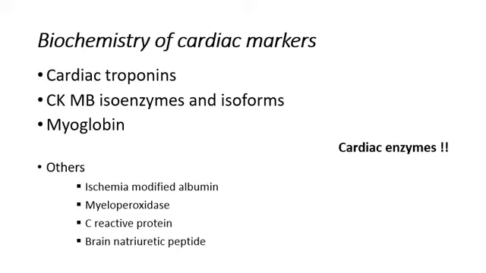The biochemistry of these cardiac markers: we will concentrate on the main three cardiac markers that are currently used in practice. These are the cardiac troponin, the CK-MB isoenzyme or isoforms, and myoglobin. We will see our opinions about the cardiac enzymes. But is there another cardiac marker? The answer is yes. There are many developing markers in the field, such as ischemia-modified albumin, myeloperoxidase, C-reactive protein, and brain natriuretic peptide.